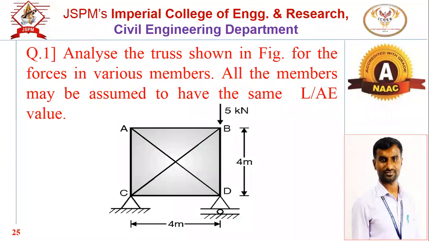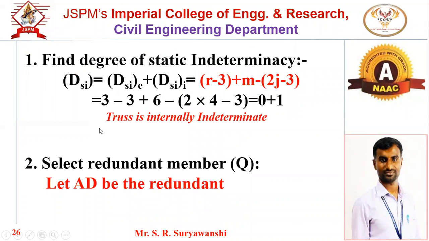Okay. So this was the numerical we were discussing in the previous session. So this is the truss. Initially, what we did, we found out the degree of static indeterminacy, that is nothing but the DSI. So DSI for the given truss we have worked out, and that DSI is 1. That DSI is DSI internal, so the given truss is internally indeterminate. So that's why we have selected the redundant member. For simplicity, we always select the diagonal member for the analysis purpose.